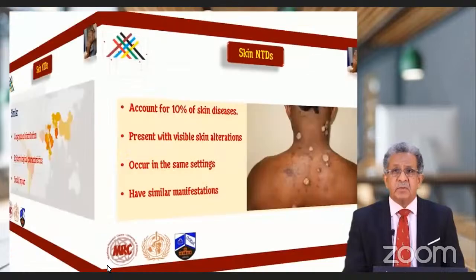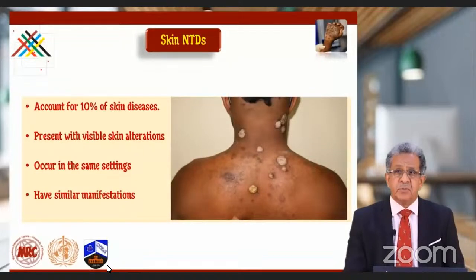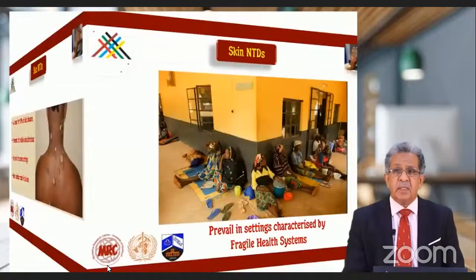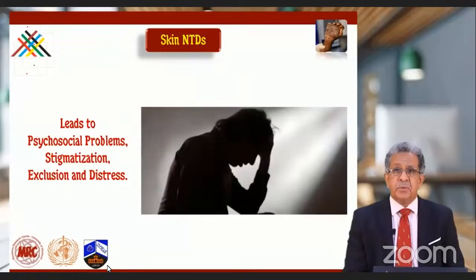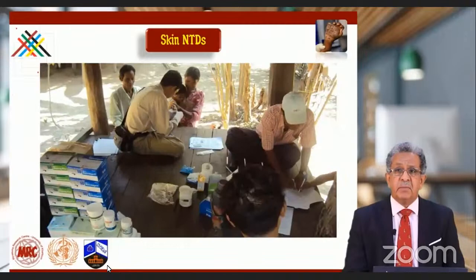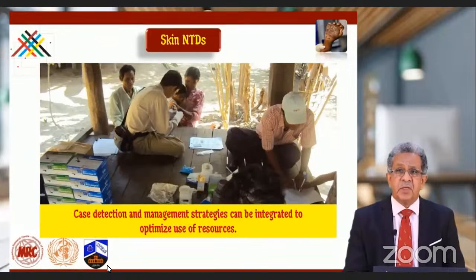Skin entities have a similar geographical distribution, similar epidemiological characteristics, and similar social impact. They account for around 10% of all skin entities. They present with visible skin changes and alterations, occur in the same setting, and have the same manifestations. They prevail in settings characterized by fragile health systems. They lead to psychosocial problems, stigma, exclusion, and psychological disturbances. Early case detection and management strategies can be integrated to optimize the use of the available resources.